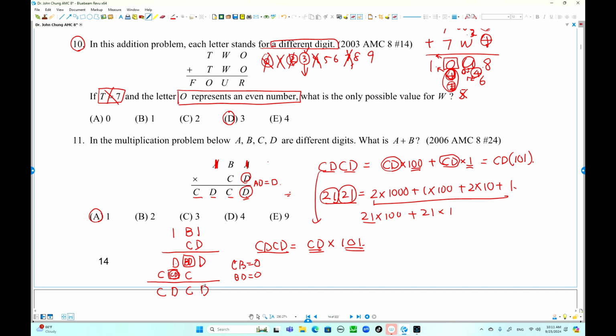All right. But we know that C and D are not 0. C and D are not 0. Are you okay with this? So B must be 0, okay? So this number will be 101, okay? So A plus B is 1 plus 0, still 1. You can solve it this way too.